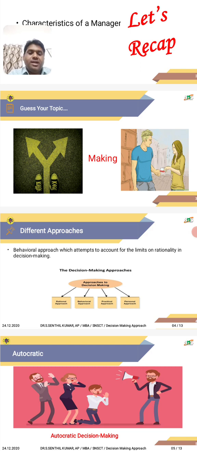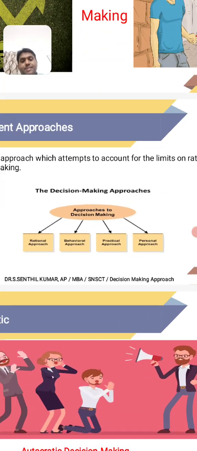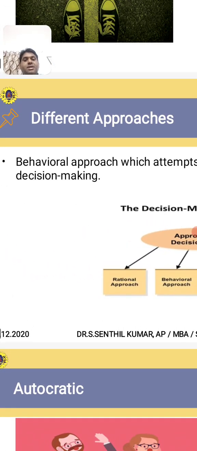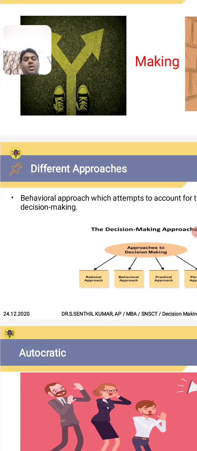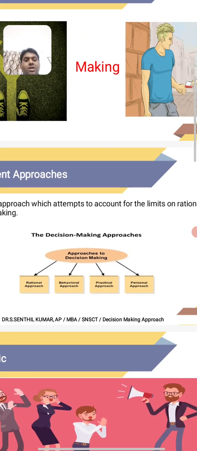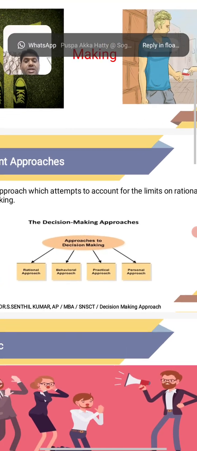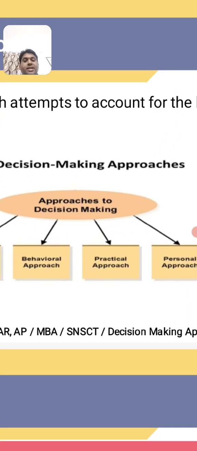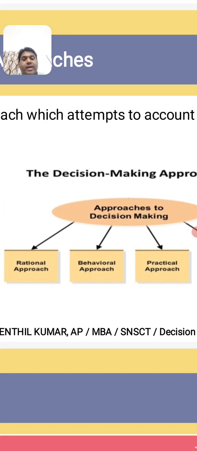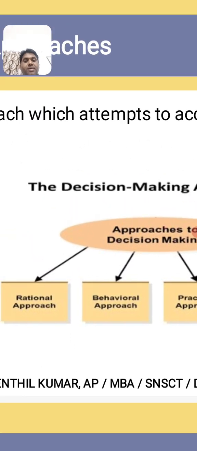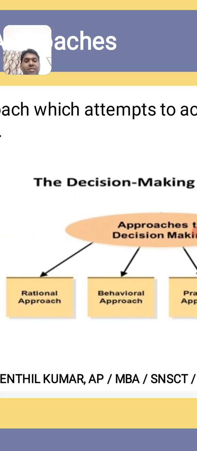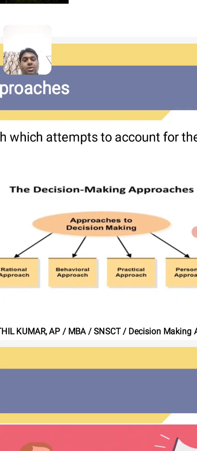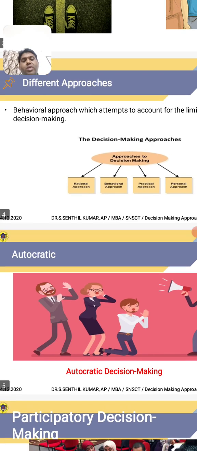Who is the authority? It is fully the higher ends. So you see this picture, the decision making approach is completely based on the behavioral approach, which attempts to account for the limitations of rationality. One fine thing I wanted to say is that we have to have a rational approach, behavioral approach, practical approach, and personal approach. All of these should be implemented in one area.